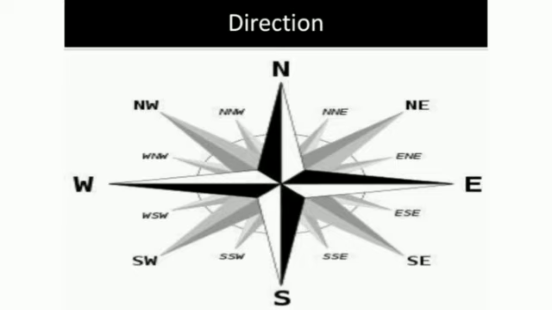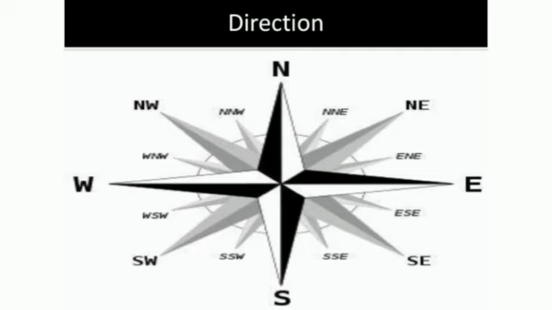We can find directions with the help of an instrument called a compass. A compass has a needle that always points towards the north. It is easier to locate where the other directions are if you know which side north is.